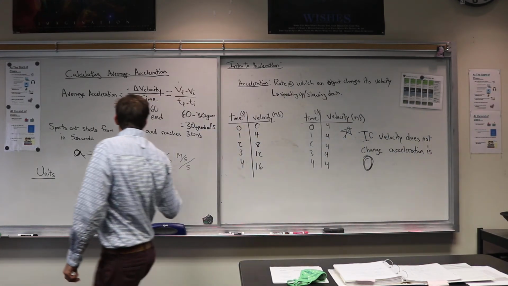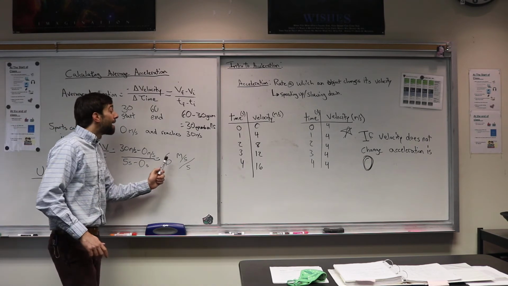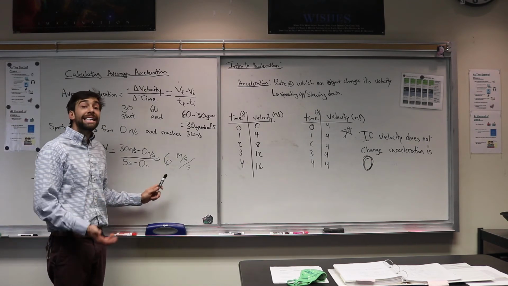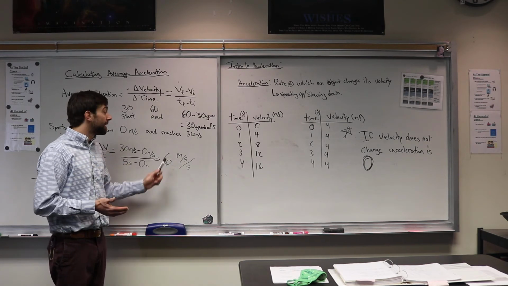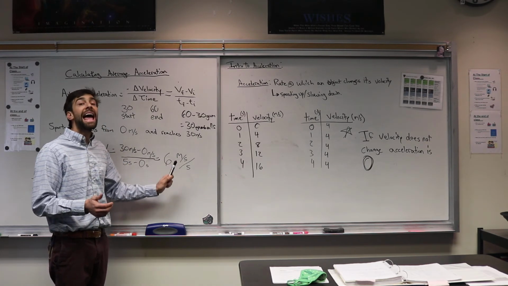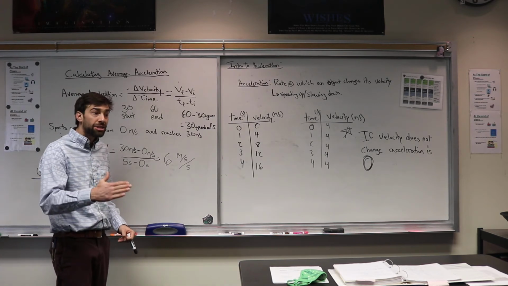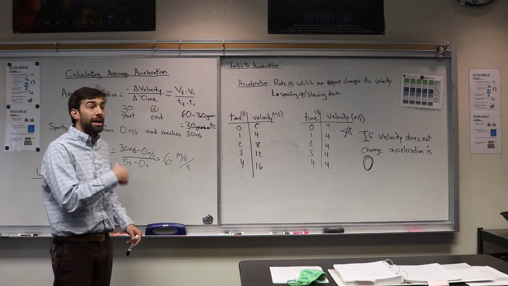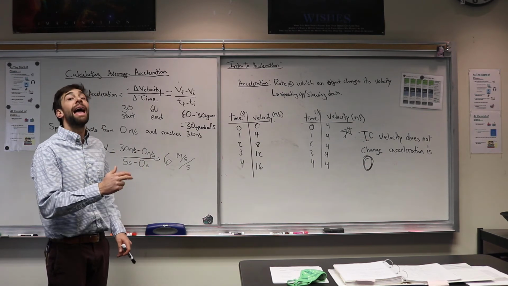This is a rate of change of velocity. This quantity right here means that we are gaining 6 meters per second, so we're speeding up 6 meters per second every second we're going. So we have a constant acceleration. We're accelerating or getting faster 6 meters per second every second.